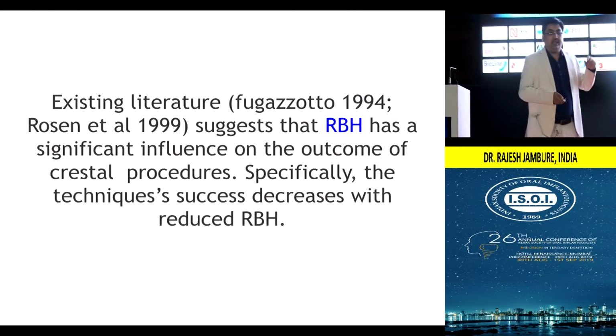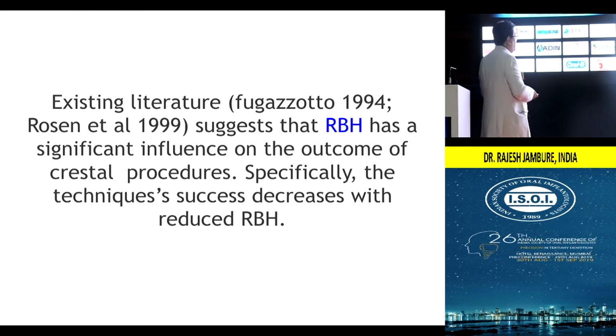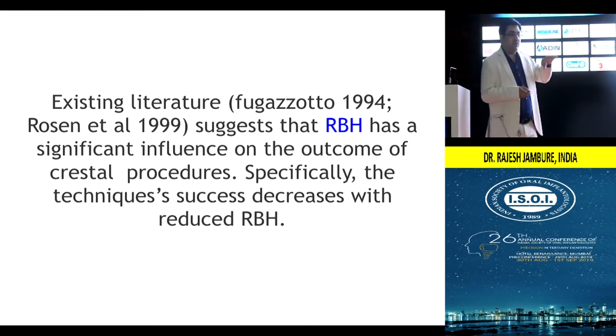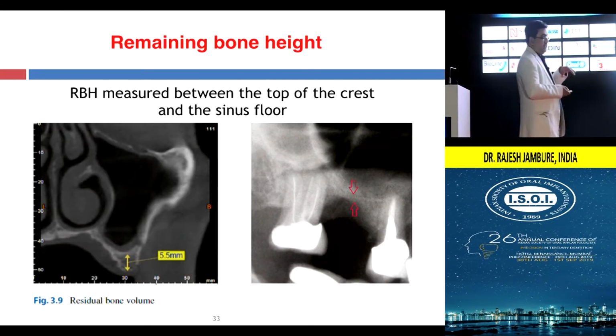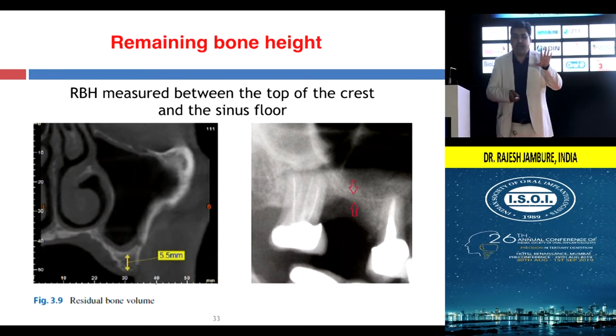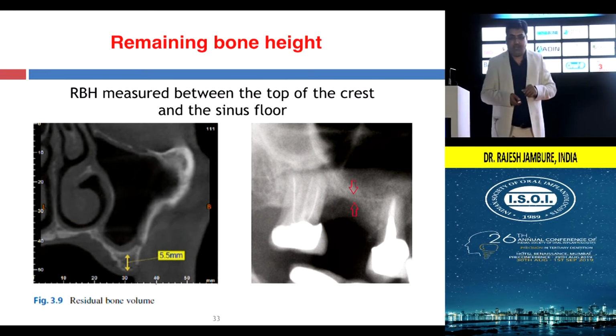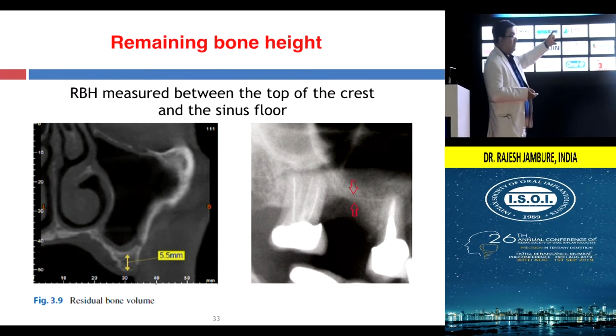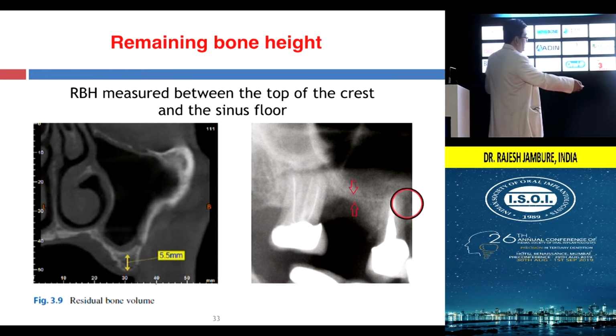Now if you go through the existing literature, Fugazzotto and Rosen have mentioned that RBH has a significant influence on the outcome of crestal procedures. It is very important because if your RBH is less, the outcome of the surgery can be comparatively less. Now what is this RBH? RBH is residual bone height, the remaining bone height. Now how do we measure the RBH? It is from the crest of the alveolar ridge to the sinus floor. So from this region to the sinus floor we measure it.